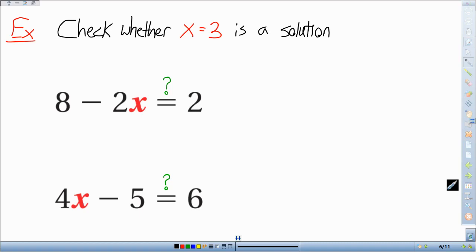All right, so this is a lot like our warm-up. They're having us plug a number in for a variable, but this time we're plugging it into an actual equation and not just an expression. So we'll plug them in and we'll see if it actually works. Okay, go ahead, take a second, copy down this slide, and we'll try this one together.